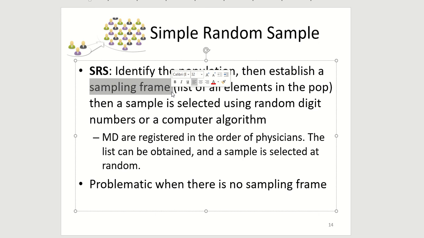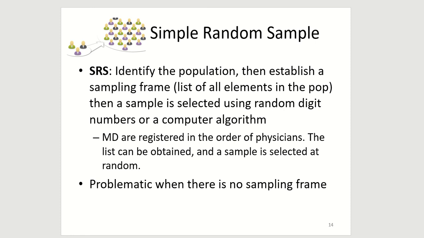Similarly, for doctors, you can get it from their order of physicians. Every time you have a list of everybody, then you can consider that to be your sampling frame. For example, cancer patients in Lebanon have a registry, and in that registry everybody is listed, and therefore that could be your sampling frame. You take that sampling frame and you take a random sample from it, then this is a simple random sample.